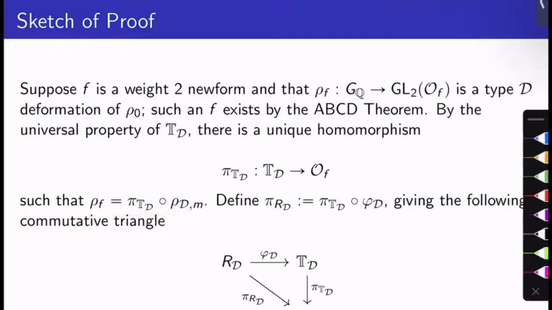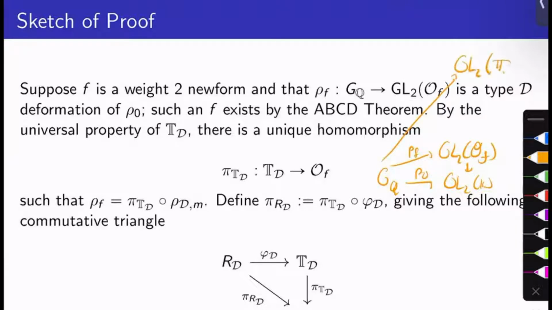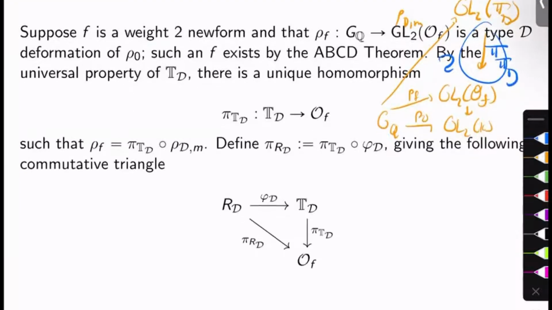So what we have is something like this. Okay, we have GQ to GL2K, that's rho naught. We're lifting to some modular deformation, rho sub F to GL2 of O sub F, and we've got the universal modular deformation up top, GL2 of T sub D, and that's called rho sub D^M. And the point is, this diagram commutes here, and here's my ring map, pi sub T sub D.